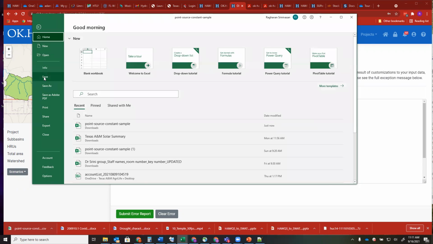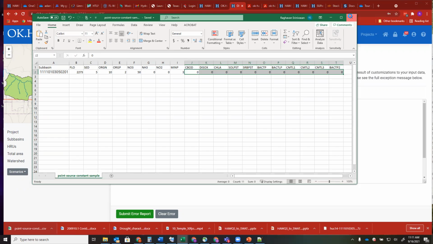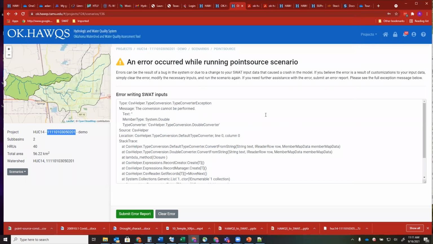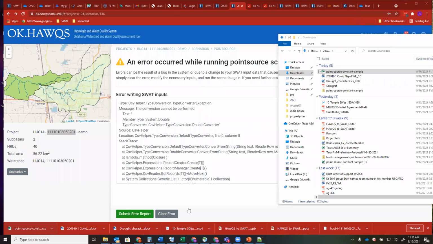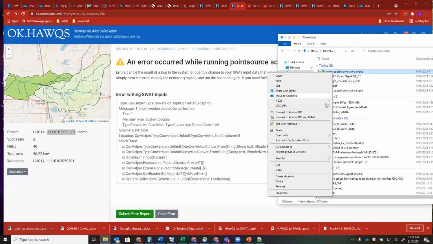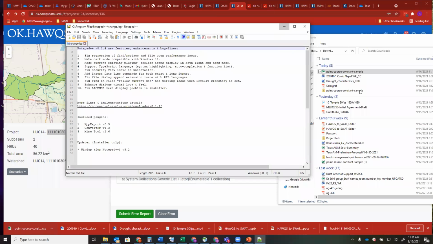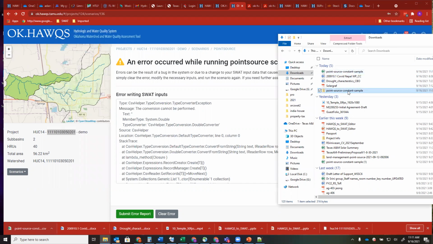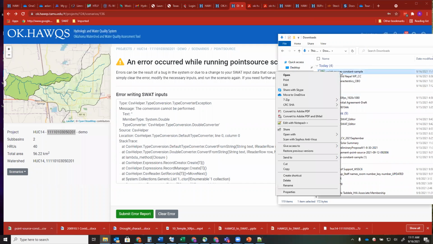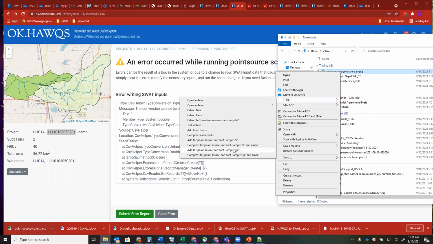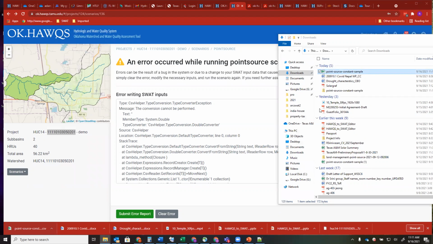So save again. Close. Let me open it in Notepad Plus just to make sure the data is correct this time. Yep. Okay. Let me delete this file. Re-zip this file.